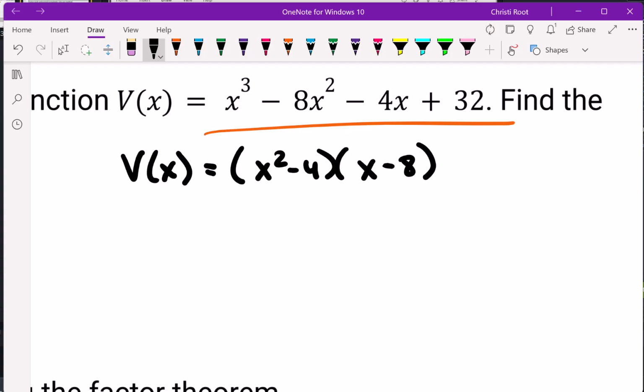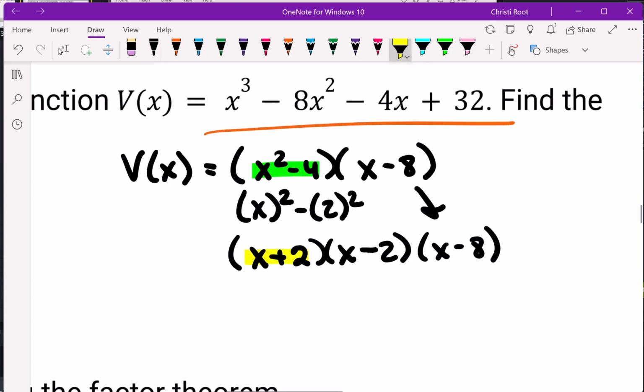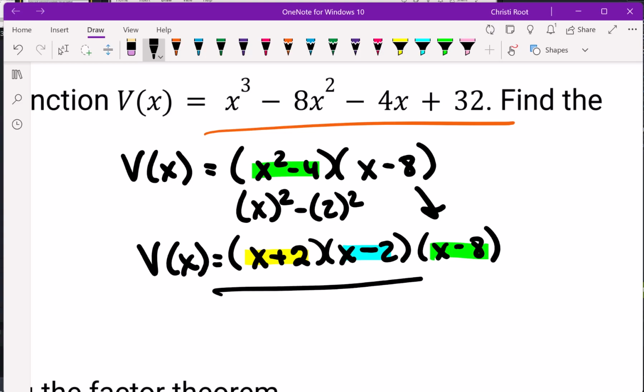Now, that's not 3 different factors. It's because this is factorable again. That's a difference of squares. So you can rewrite that as x squared minus 2 squared. And there we have it. It's x plus 2, x minus 2. And then just drop this one down. Length, width, height, whatever order you want to write them in, those are your dimensions that you're looking for.